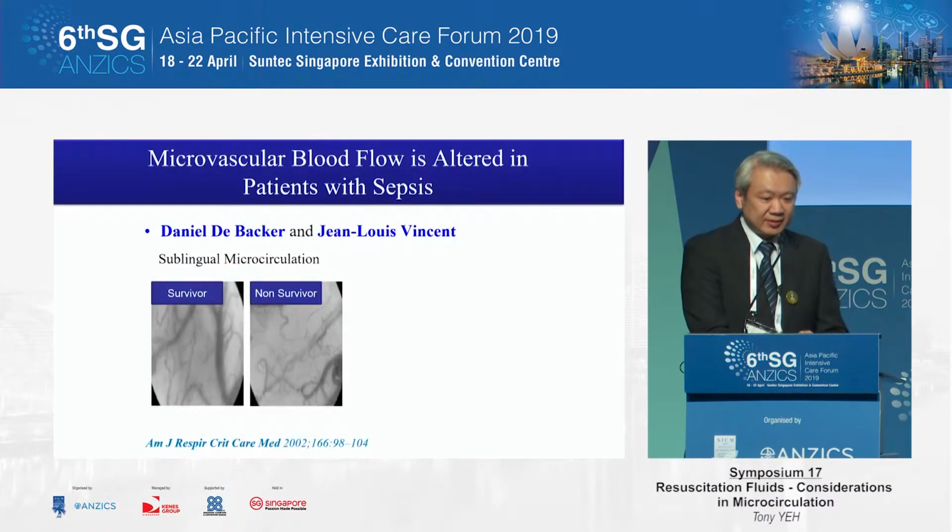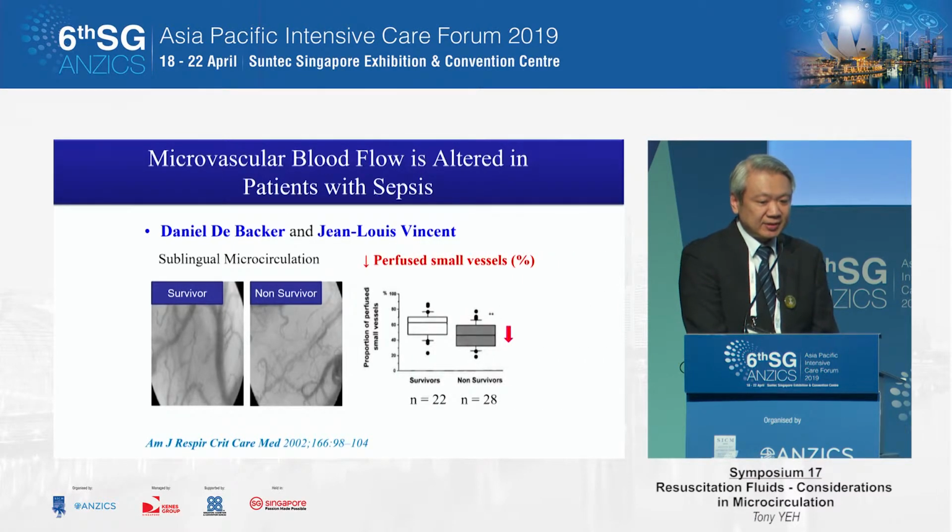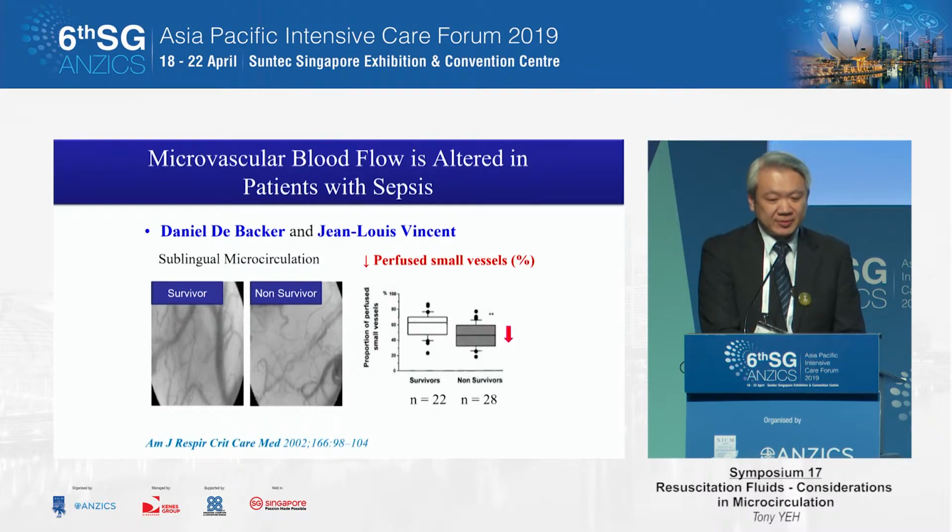Okay, so let's look at Daniel De Backer and Jean-Louis Vincent. They did a very simple study 17 years ago, and it just told us that patients with lower perfused small vessel density will have a lower chance to survive. As you can see, actually they only used 50% to prove what they saw.